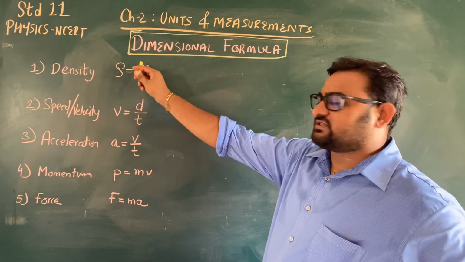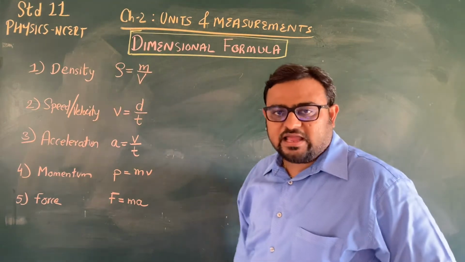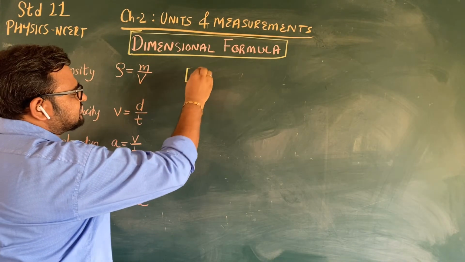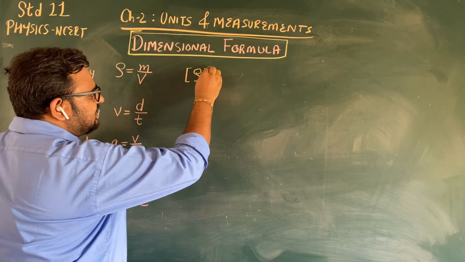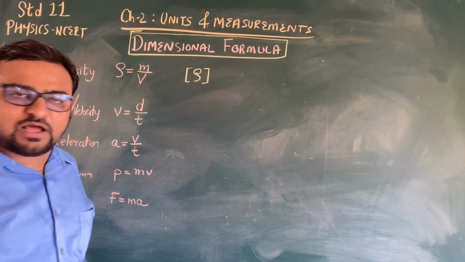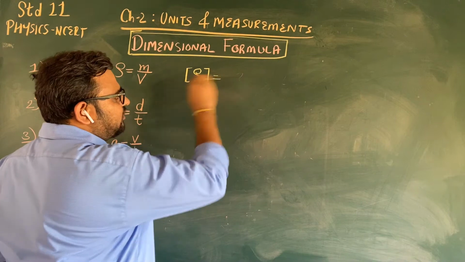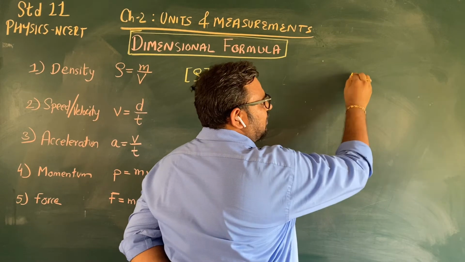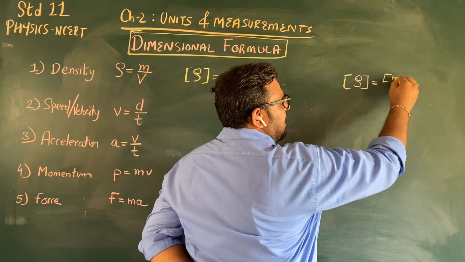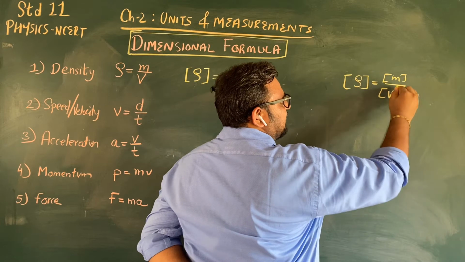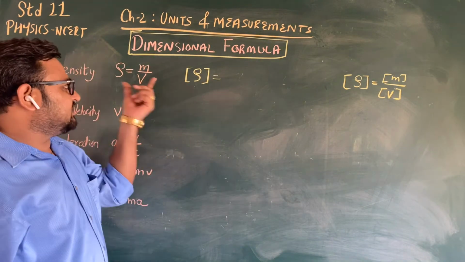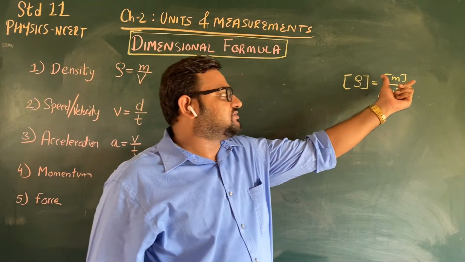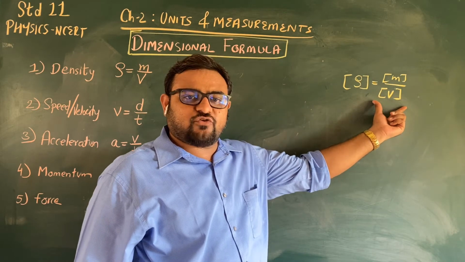Density rho is equal to mass by volume. So see, whenever it is written in square bracket, that means this is the dimensional formula. So this will be equal to, let me derive it in rough, dimensional formula of mass upon dimensional formula of volume. See, density equal to mass by volume. So dimensional formula of density will be equal to dimensional formula of mass upon dimensional formula of volume.